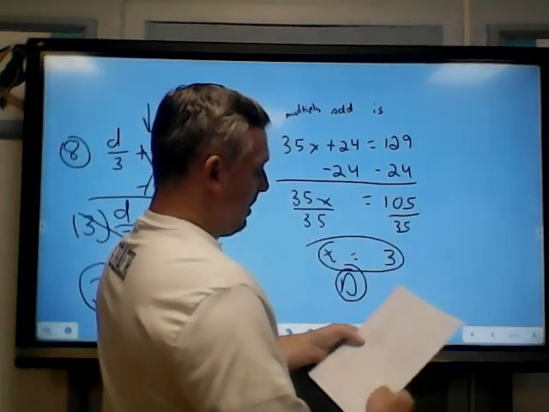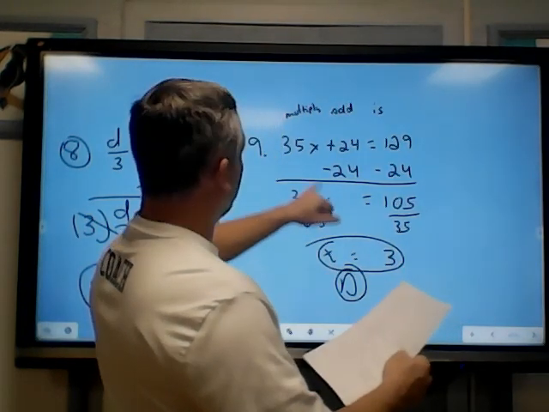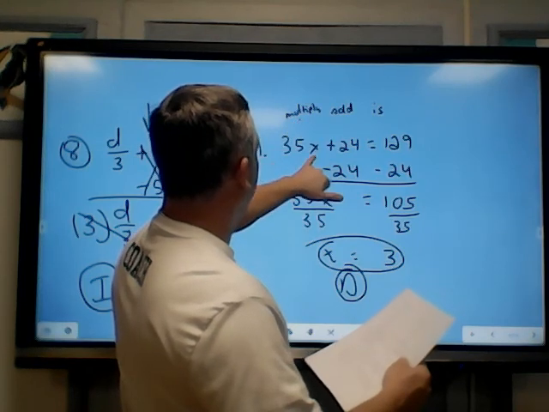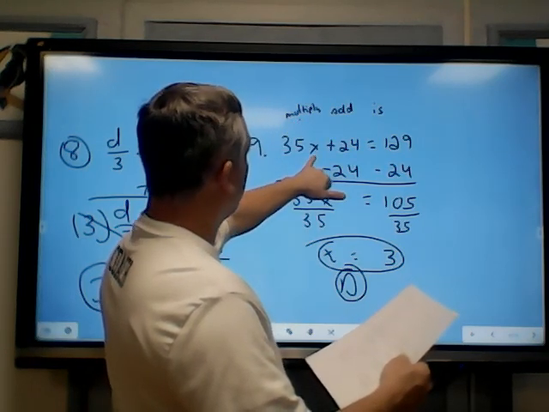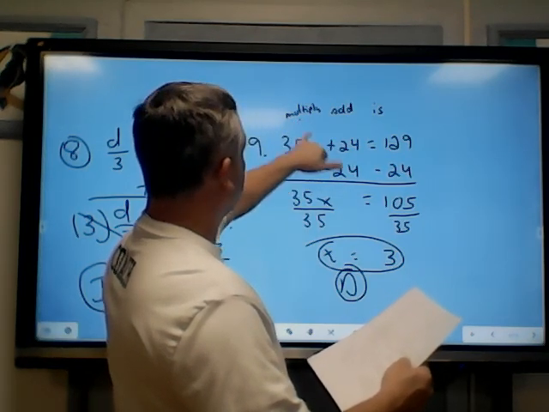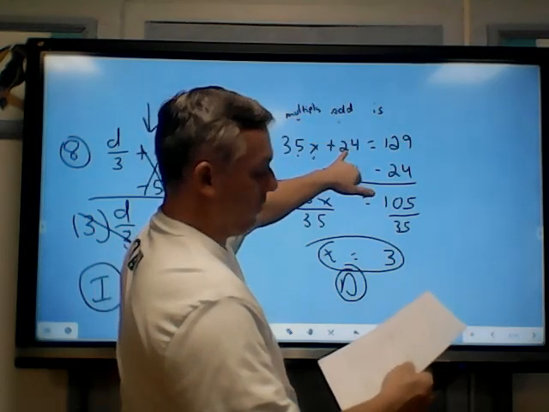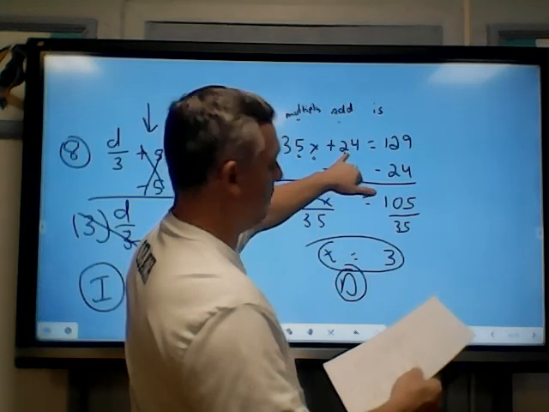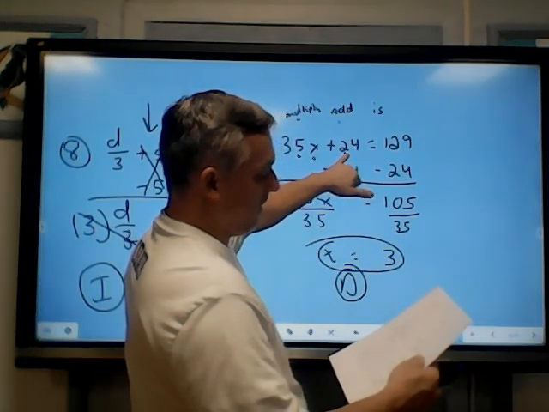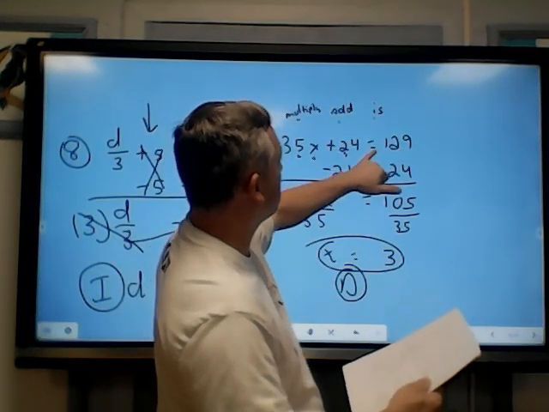It says the rule for a certain function is to multiply the input. So I'll multiply the input. My input's going to be x. You can pick whatever letter you want. So I multiply the input by 35, and I add 24. So I put 35 times x plus 24. Find the input when the output is, the word is your equal sign, 129.